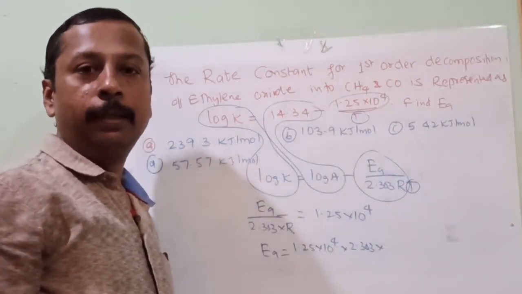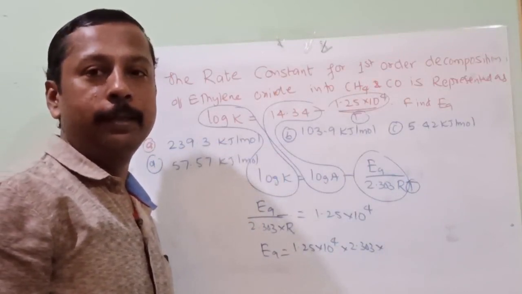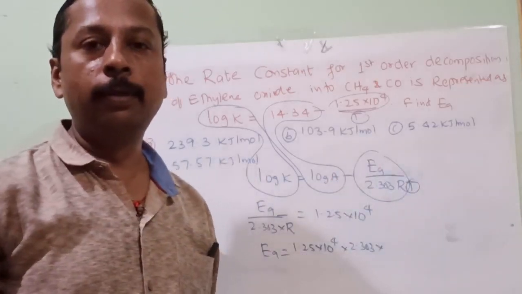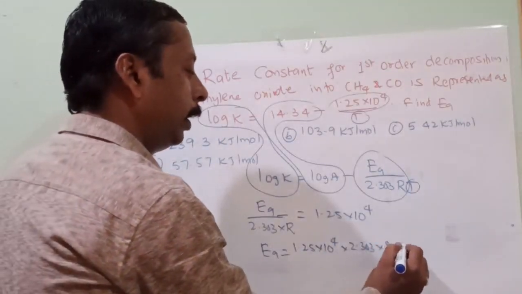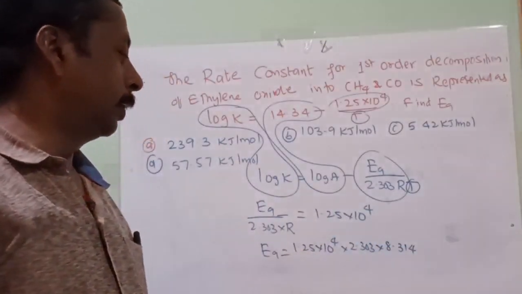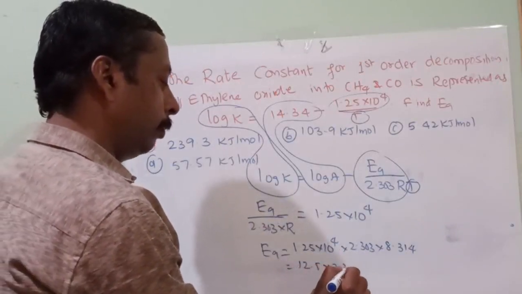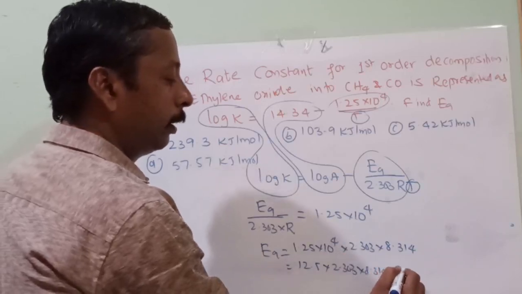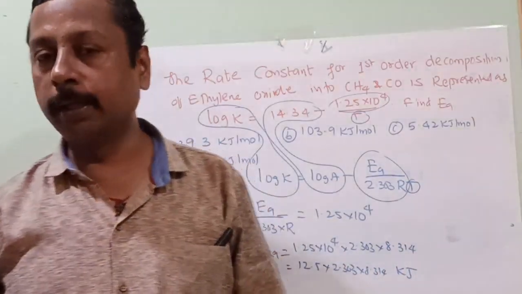All options are there in kilojoules. So once they are in kilojoules, it's your duty to substitute 8.314. If they are in calories, what will you substitute? You will substitute 2. Okay. So the R value, what am I writing? 8.314. So on substituting, you will get the answer. Is it understood? So 12.5 into 2.303 into 8.314, 10 to the power of 3, I can directly write it as kilojoules. Substitute and get the answer.